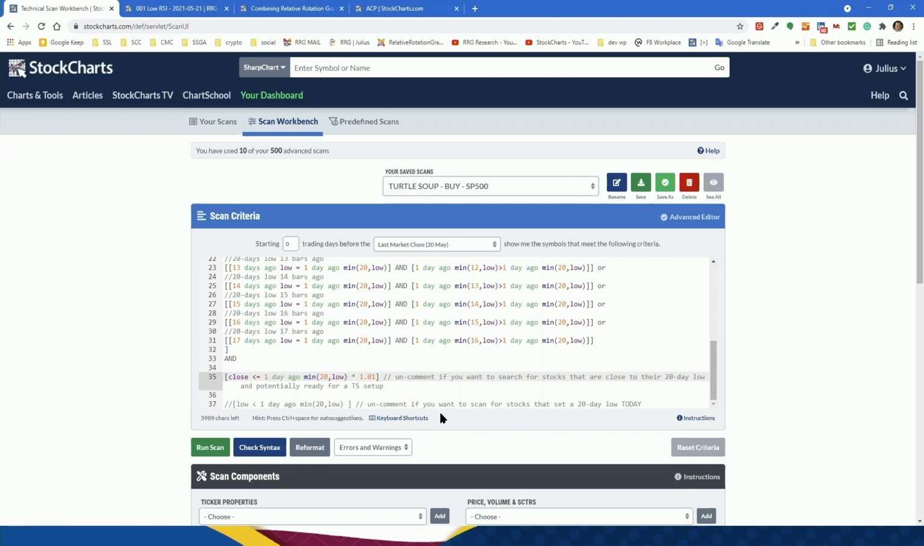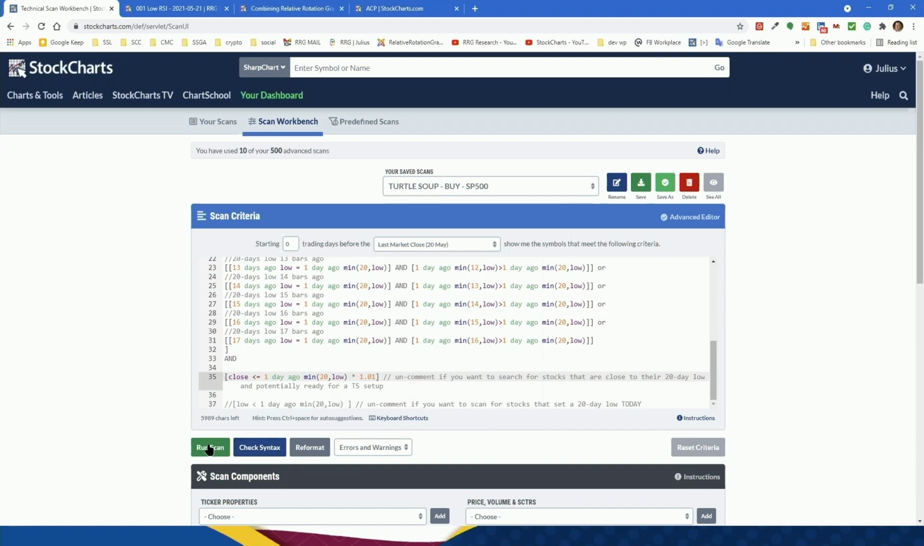Now, if you read the article, you will find out that that's not a real-time setup, but it gives me sort of a watch list, a warning list of stocks that are very close, within 1%, and again, you can change this, of their 20-day low, potentially entering a turtle soup setup.